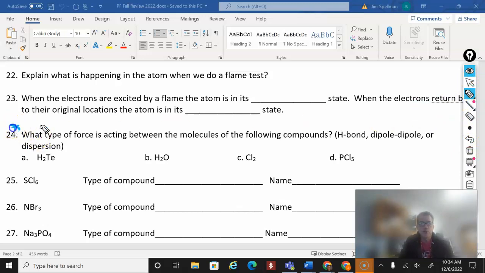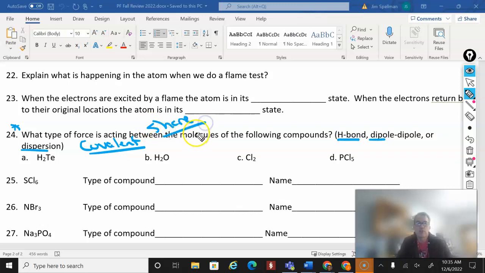Changing gears with number 24, what type of force is acting on these? So we got three choices here. We got hydrogen bonds, we got dipoles, and we got dispersion. First of all, these occur in covalent molecules. Covalent molecules is when we don't have metals. These are going to be our non-metals, and these are going to be when they're sharing their electrons.